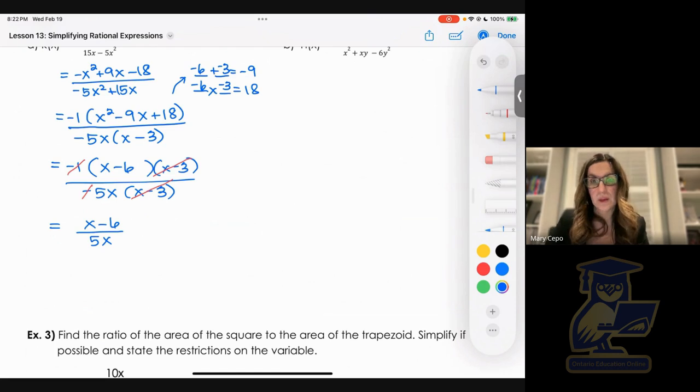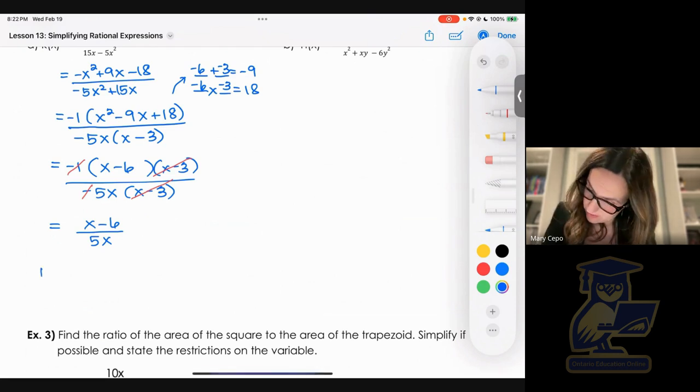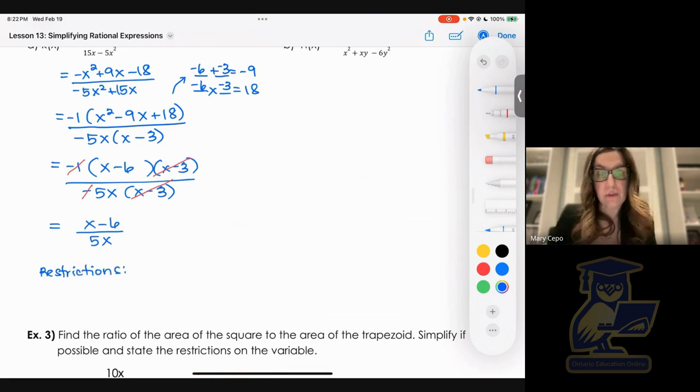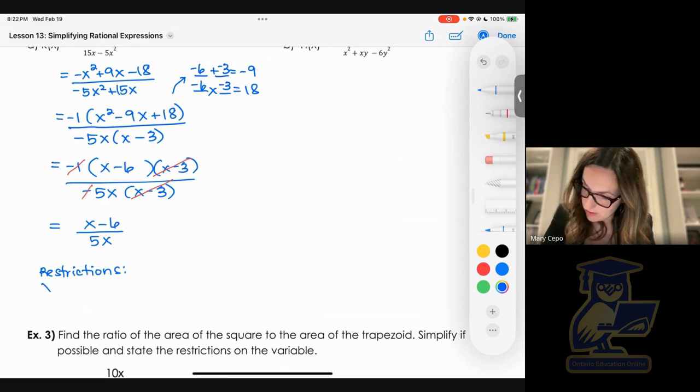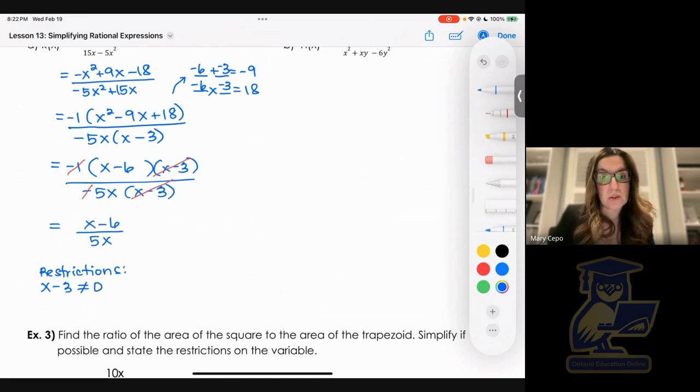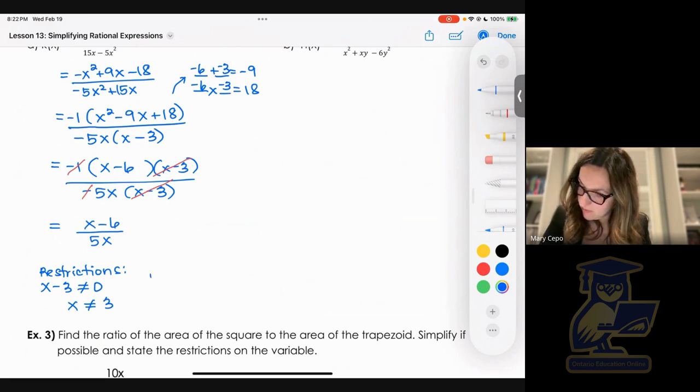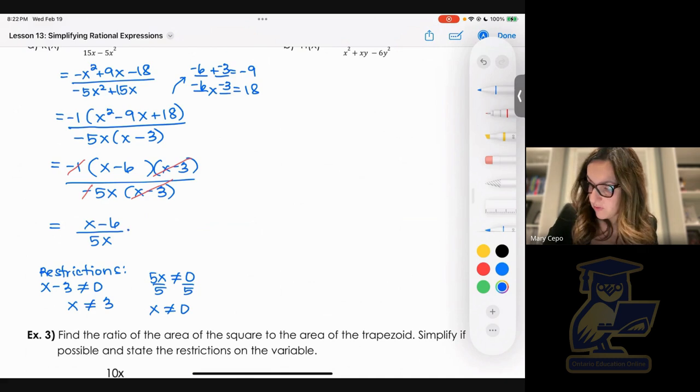Remember, when stating our restrictions, even though we have that common binomial of x minus 3, that is still a restriction because at one point it was part of the denominator. So x minus 3 cannot equal 0, so x cannot equal 3. Likewise, 5x cannot equal 0. Divide both sides by 5: x cannot equal 0. So x can be any value, but x cannot equal 0 or 3.